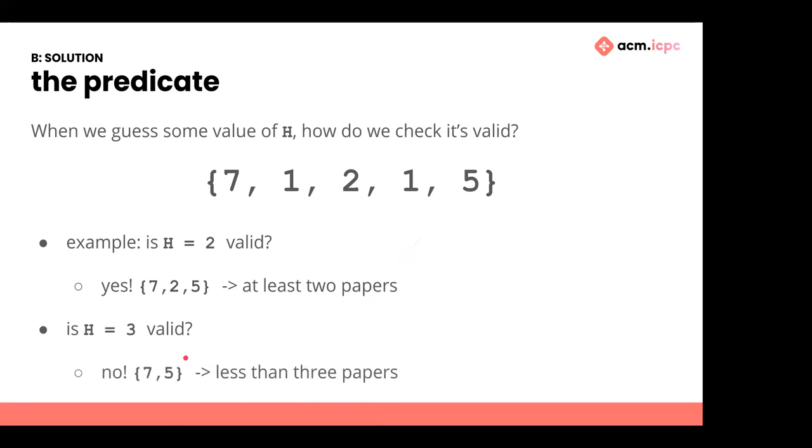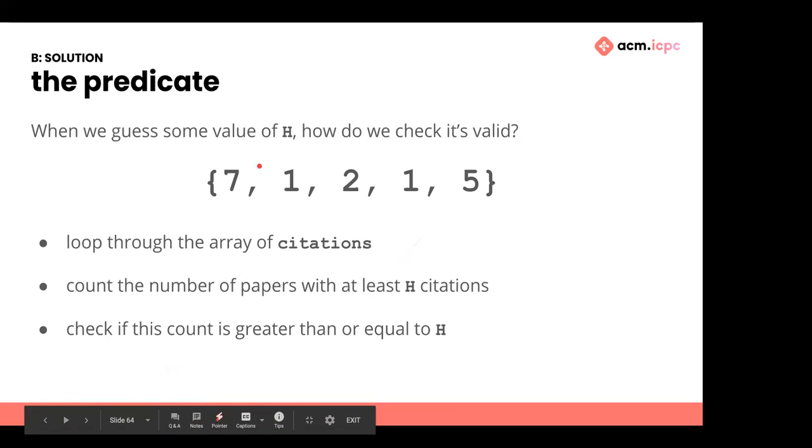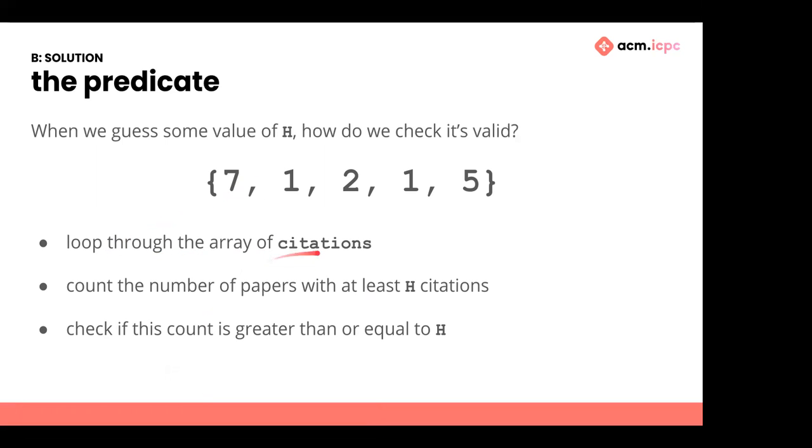And so that can be generalized so that given any H, to check if it's valid, you have to loop through the entire array of citations, which is the input. And then you want to count the number of papers with at least H citations. So for each element in the array, you check is the number of citations greater than or equal to H, and if it is, then you increment a count and keep track of it. And then if that count at the end of iterating through the array was greater than or equal to H, then that means that the H index is valid.